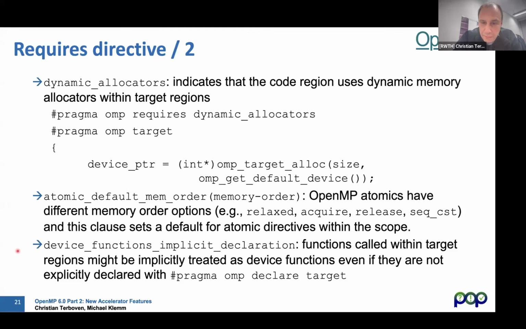Then device functions implicit declaration. This requires the OpenMP implementation to ensure that functions called within the target region will get a target implementation by default. Typically you have to declare your own user code functions as target functions if you want both versions to be compiled, meaning one for the host and one for the device. And with that, you can eliminate these declarations and require that the implementation does that automatically.